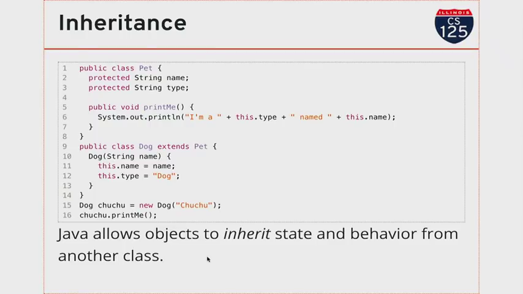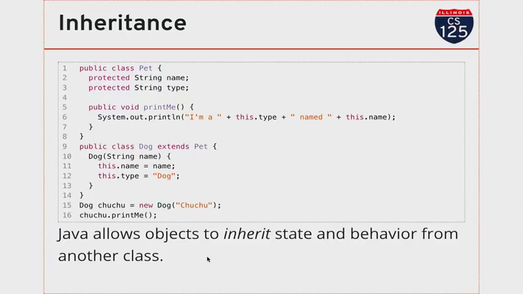So here's an example of this. Starting on line one, I've defined a class called Pet. And Pet has a couple of instance variables. It has a name and a type. And there's this new keyword hanging out there called protected that we're going to talk about in a minute. It also defines an instance method called printMe that prints that instance to the console.